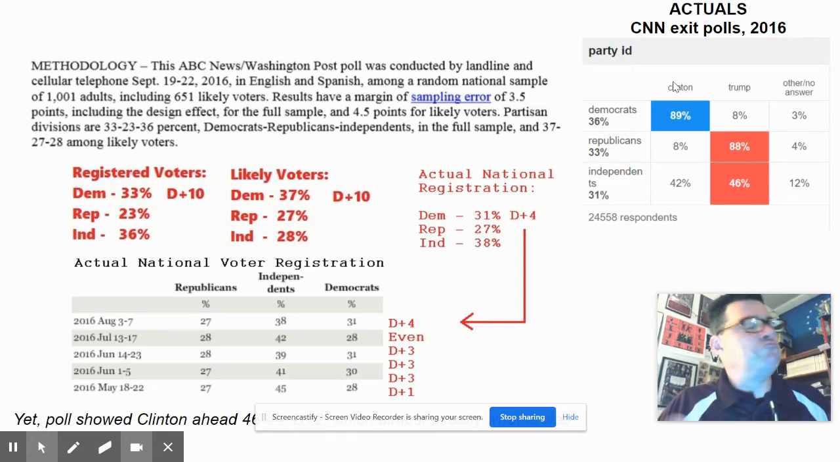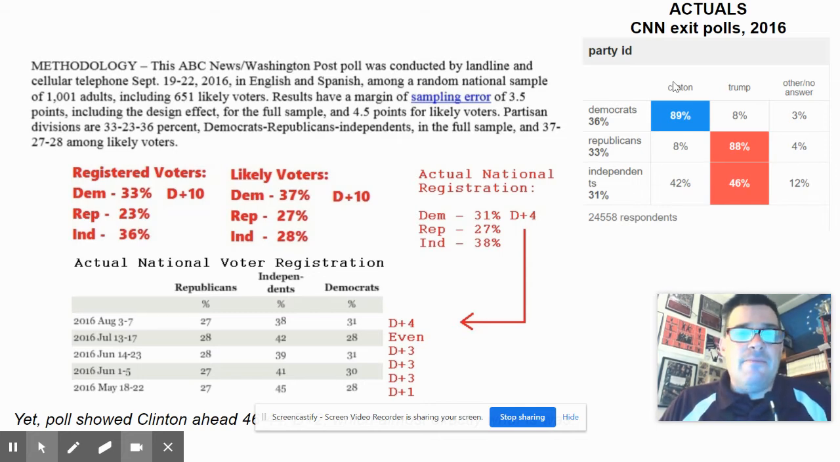Landline and cell phone, that's good. A random national sample, good. English and Spanish, that's pretty good. I like that too. 1,001 people in the whole poll, that's good. That's a good size.